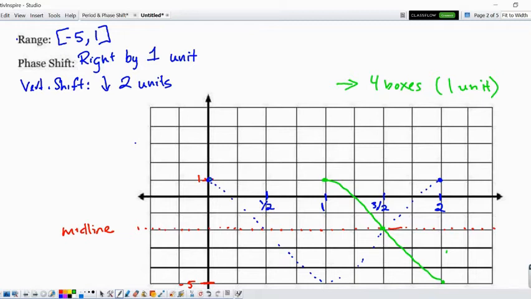Here's our maximum. It would have to come down here to the left because it's going to repeat itself. And then the next thing it would do would be go down to a minimum. So we can still see one full cycle of this cosine graph with a period of 2, an amplitude of 3, a phase shift of 1, a vertical shift of -2.